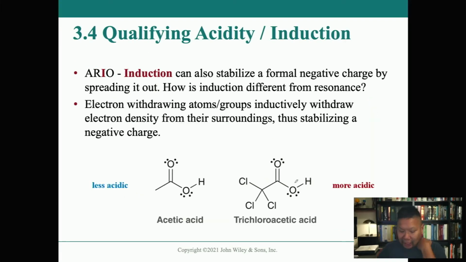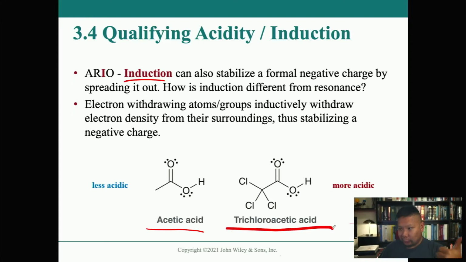Now let's talk about the I in ARIO, which stands for induction. Now remember what I said induction was. Induction is having electron withdrawing substituents on the molecule that will draw electron density from one side of the molecule to another. Okay. So let's compare them again, acetic acid now, with trichloroacetic acid. Oh no.